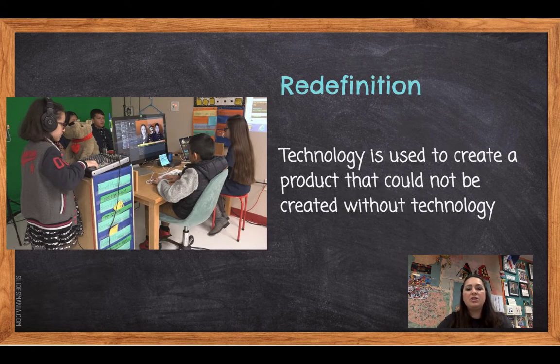And then redefinition, it usually involves creation or sharing with a wider audience, okay? So you're creating something that students couldn't create without technology. So you see a picture here of students having like a little TV studio or a little movie studio. That's something they couldn't do without technology, and that is a higher level thinking skill to create.